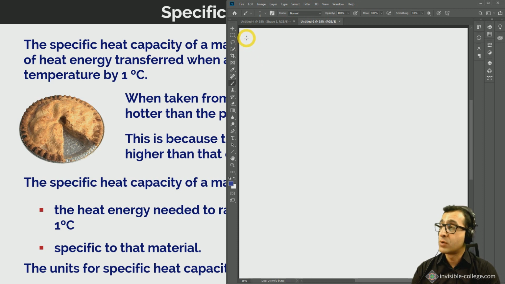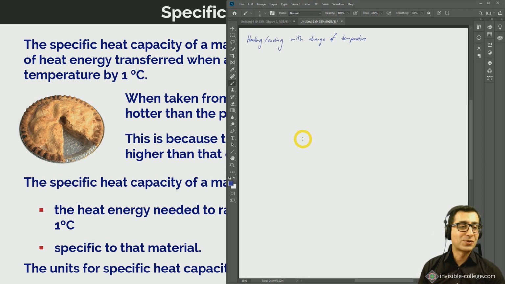So under conditions of rising or falling temperatures, the first situation that we're looking at here is when heating or cooling occurs with change of temperature. We're not talking about changes of physical state which happen at constant temperature. We're talking about what happens when we are raising or lowering the temperature of an object by allowing heat energy to go into the object and heat energy to come out of the object. So let me clarify that rather confused statement that I just made.